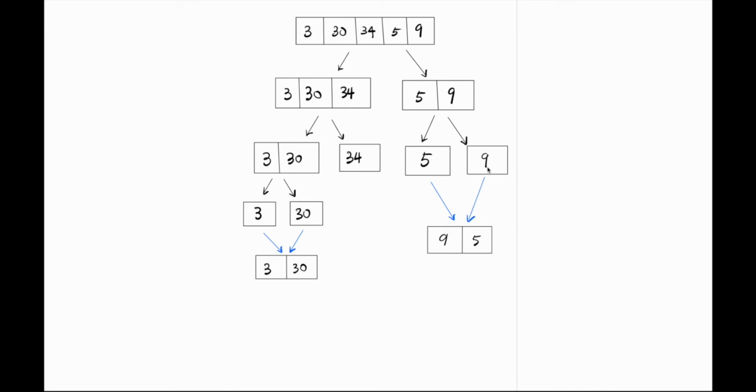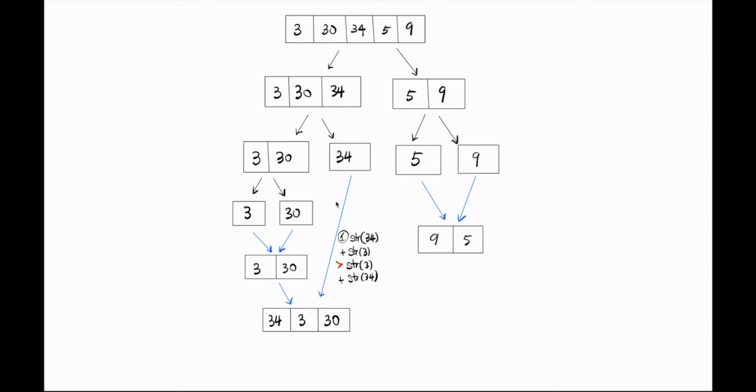Here we have 5 and 9. Obviously 95 is bigger than 59, so 9 comes first. And here we have to compare 34 with the first element in here. String 34 plus string 3 is 343. That is definitely bigger than string 3 plus string 34. That's why this one comes first. Now we move the pointer and there's nothing left, so we just move this entire array over here.